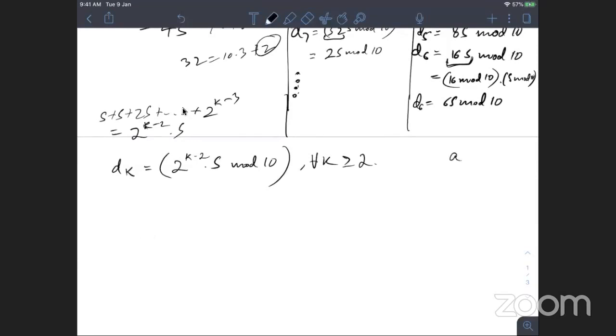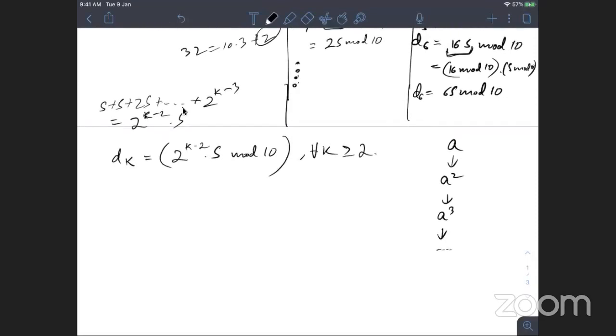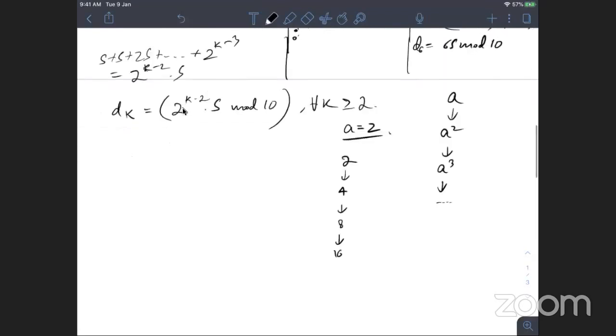If you have A, then you have A square, then you have A cube, and so on. Here, the value of A that we are using is 2. So we have 2, then we have 4, then we have 8, then we have 16, and so on, 2 to the x more generically. All of them are under modulo 10. Then these values will start looping after some time.